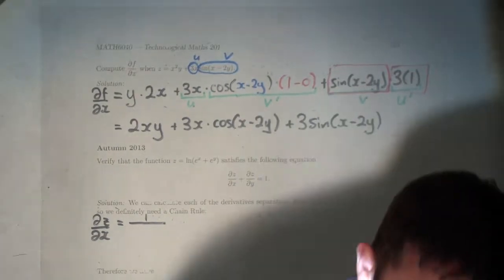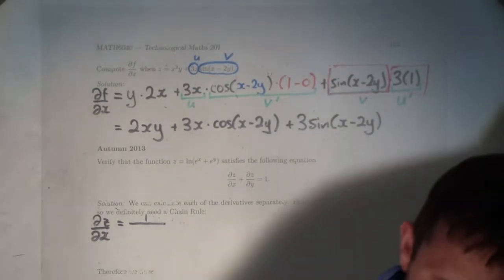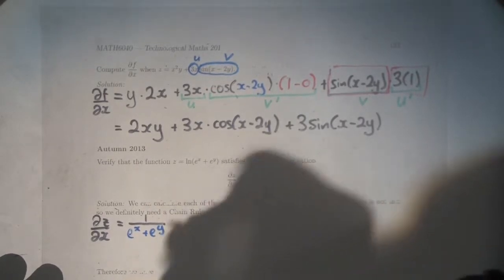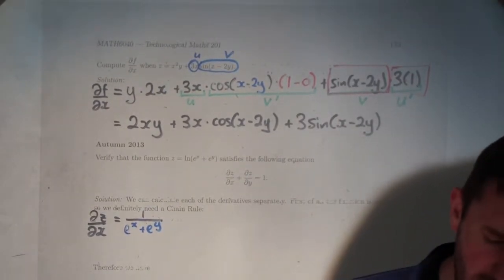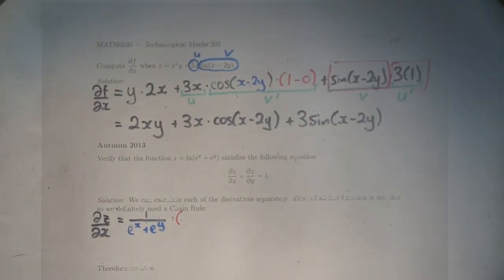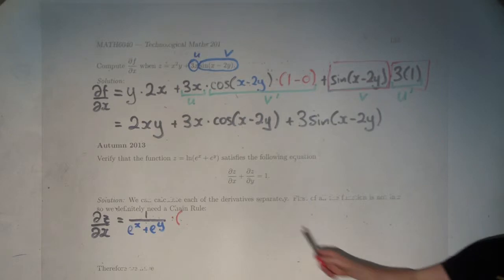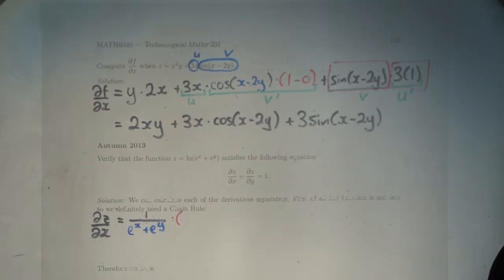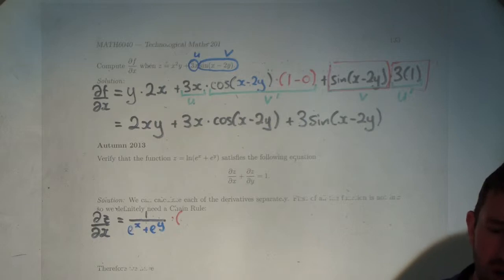Here it says evaluate at the inside, which is e to the x plus e to the y, times the derivative of what's inside. What is the derivative of e to the x with respect to x? E to the x. E to the x is its own derivative.